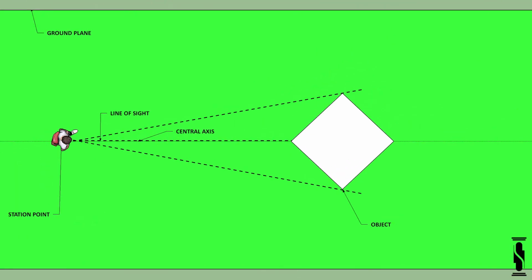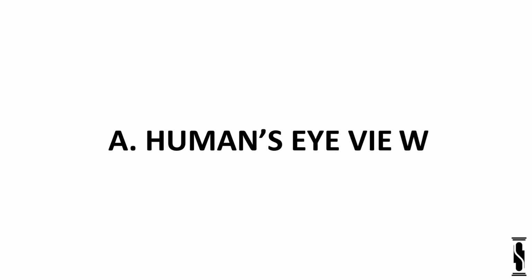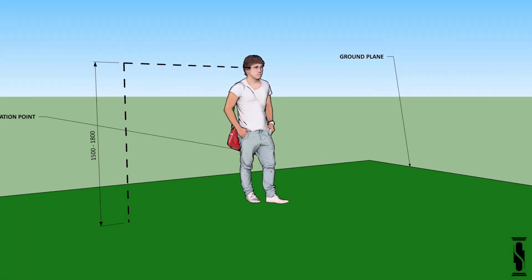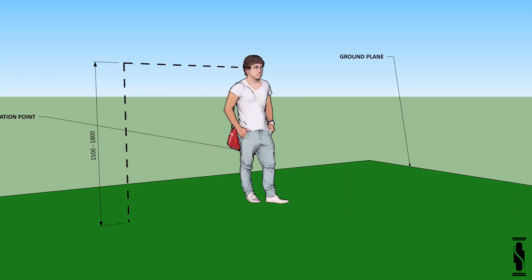Next is observer's eye level. On the basis of the eye level, perspective view is divided into three categories. Number one, human eye view, in which the observer's eye level from the ground is about 5 feet to 6 feet, that is 1500 mm to 1800 mm.